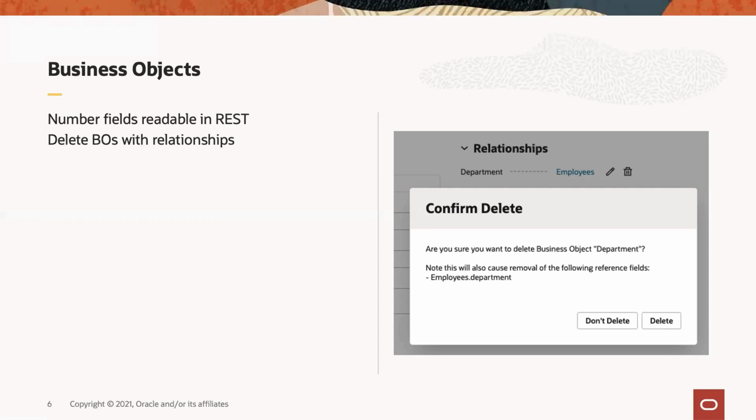Another small enhancement is number fields in REST calls. Business objects, as we all know, expose a bunch of REST interfaces. And in the GET calls, you used to get numbers in a format that was a little too mathematical, with a little E next to it. Now we just show simple numbers when you call it. It makes it much more readable for everyone that works with those REST services.